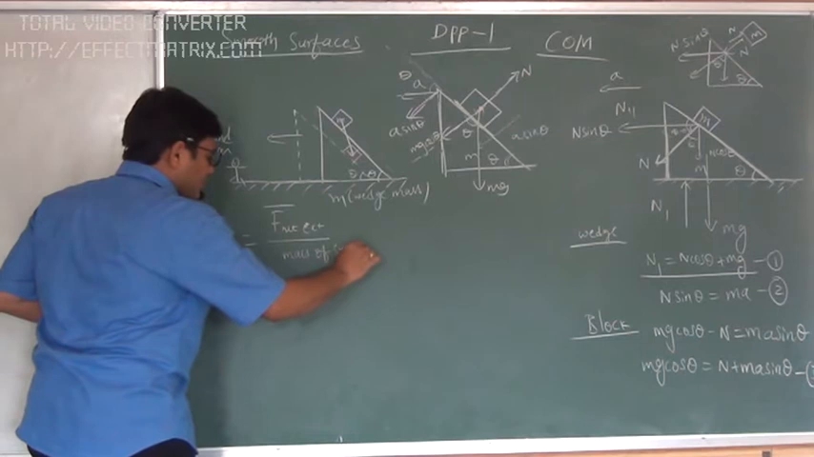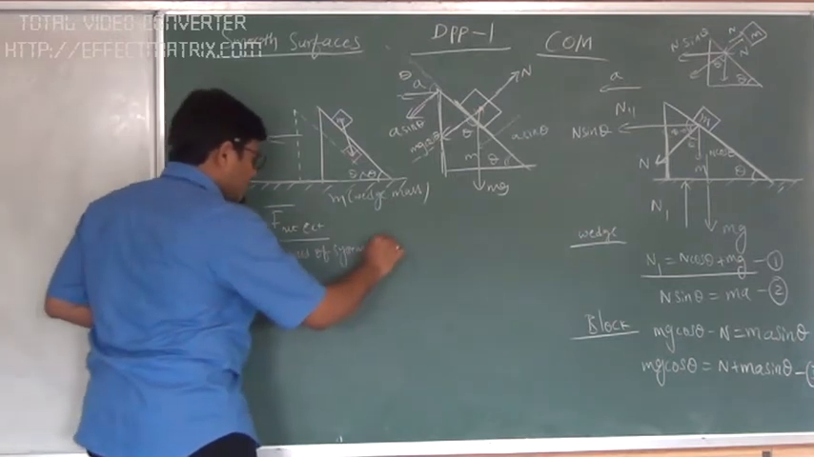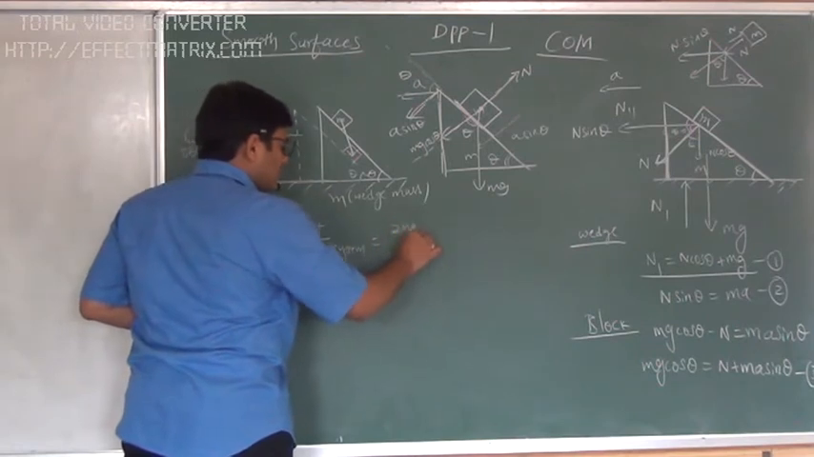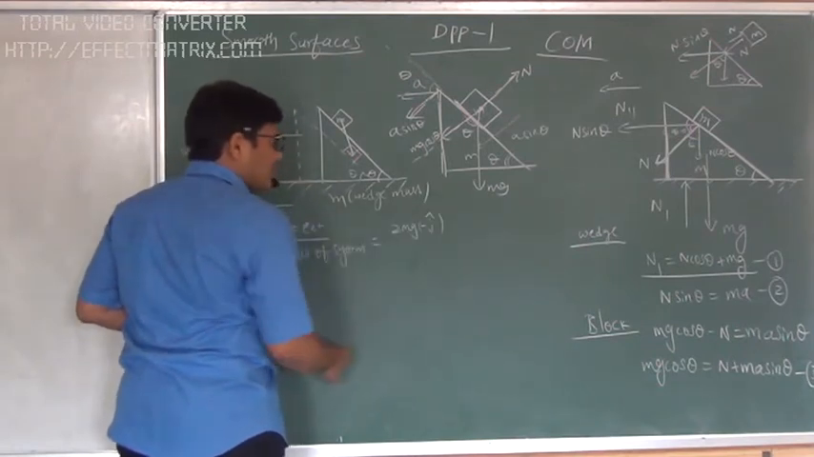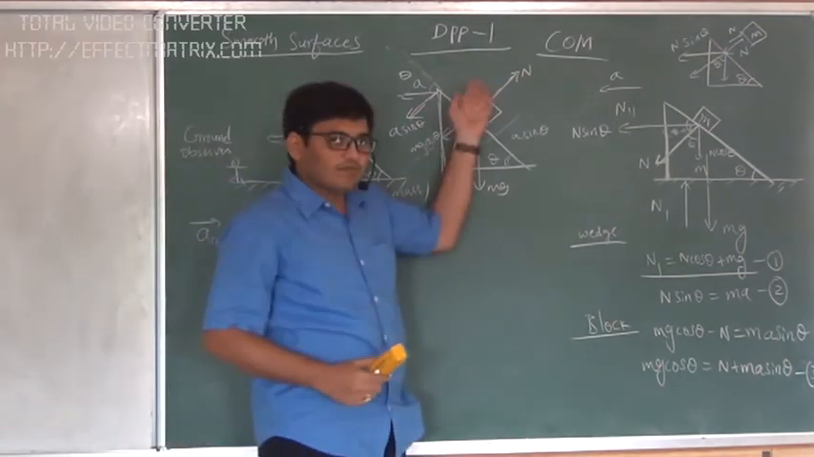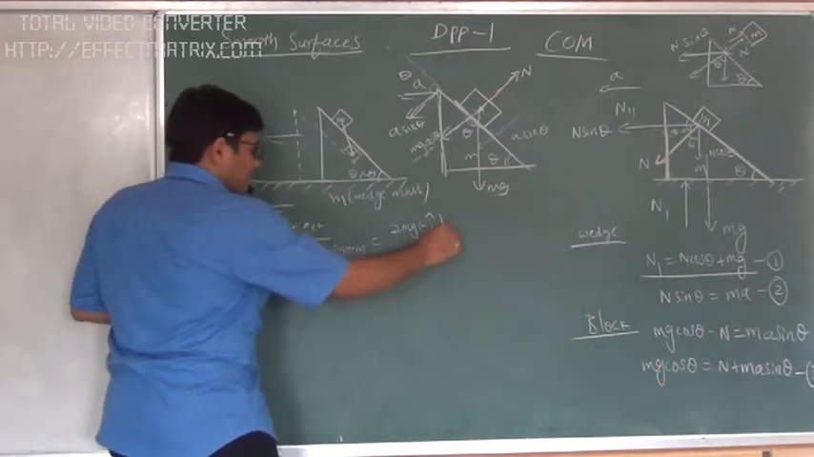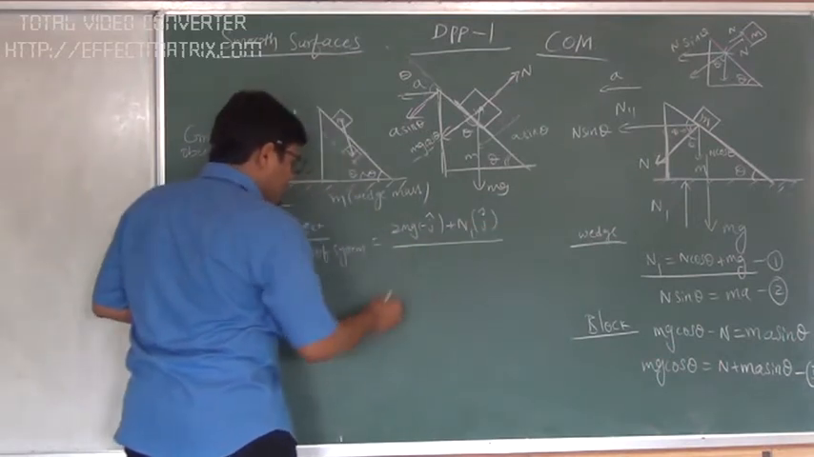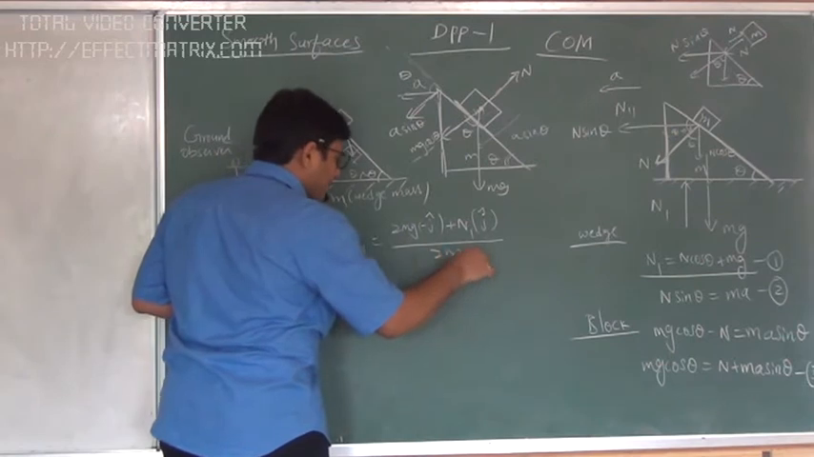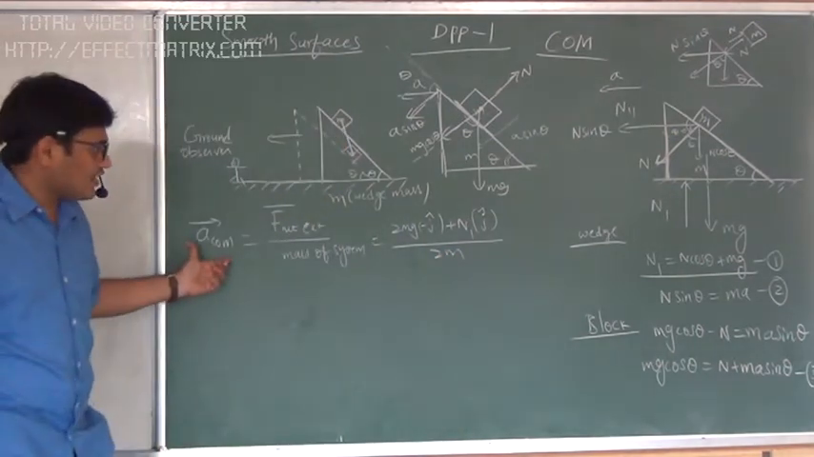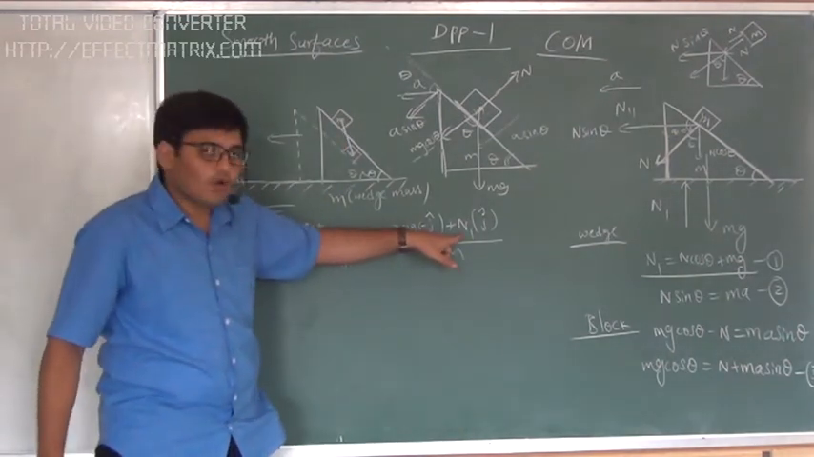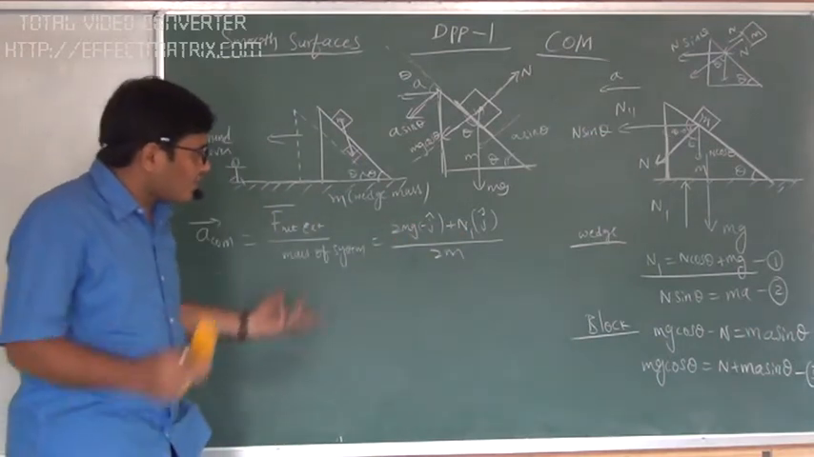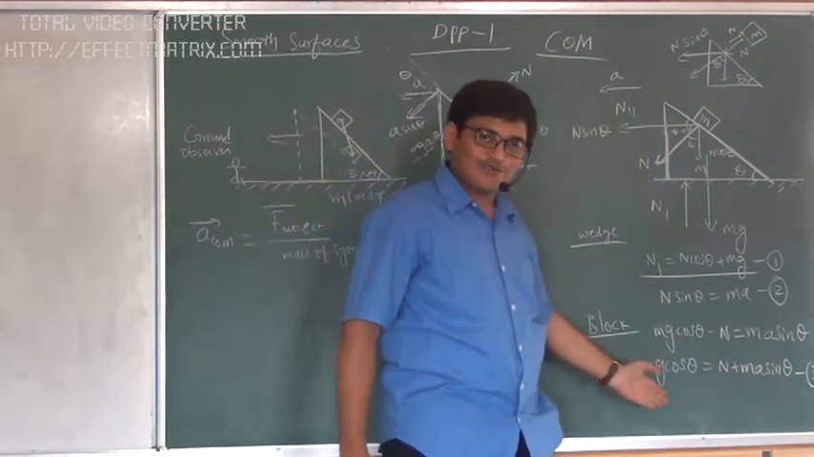So what are you going to get here? F net external is 2mg minus j cap: mg of wedge, mg of block, and N1 j cap. And the mass of the system is 2m. So I want the acceleration of center of mass, which means I need to calculate N1, because m and g are given. N1 I should calculate, and to calculate N1 I am going to use these equations.